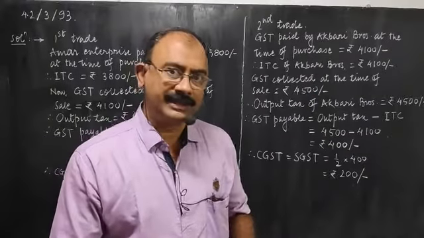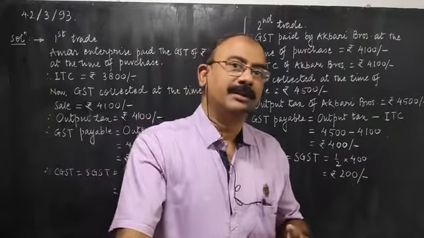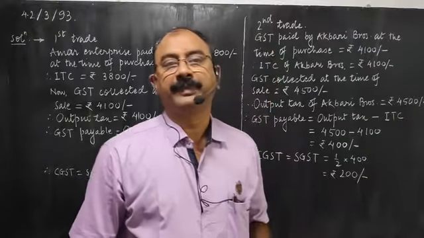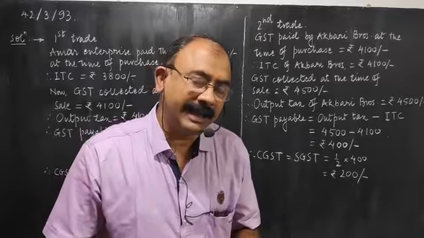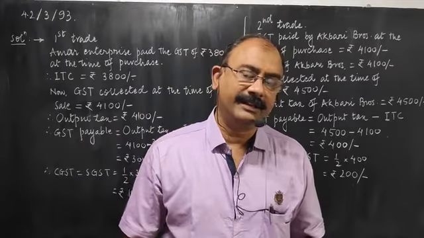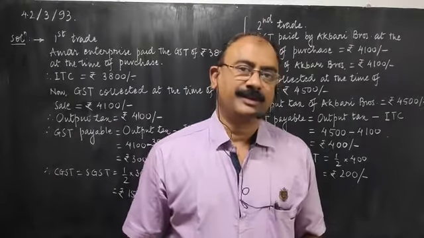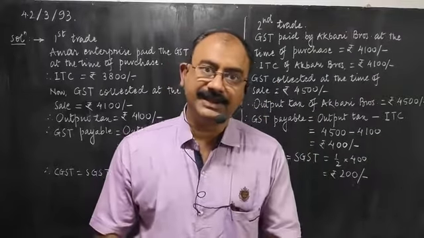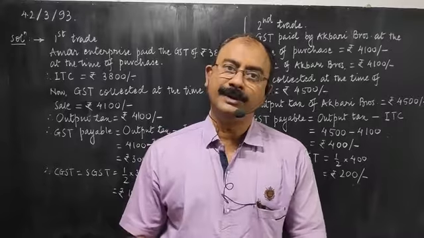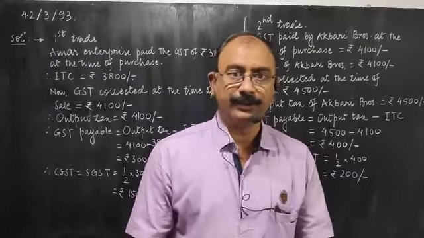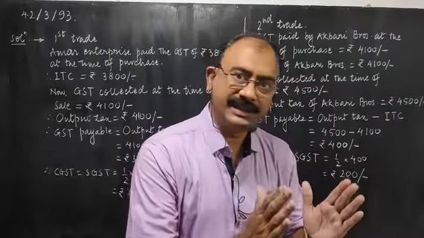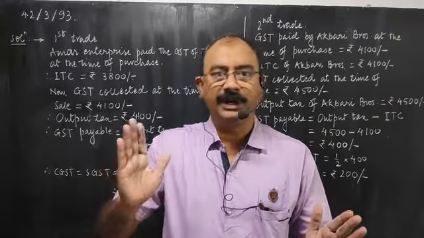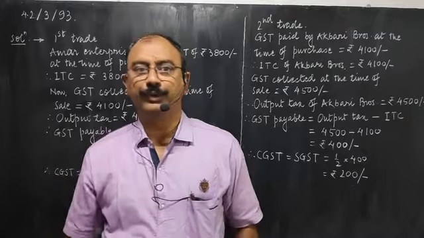Akbari brothers sold the same sauce bottles to Mayur Food Corner and collected the tax of rupees 4,500 at the time of sale. So the question says find the GST payable at each stage of trade and also CGST and SGST. So there are two transactions. First transaction is from Amar Enterprises to Akbari brothers and second from Akbari brothers to Mayur Food Corner.